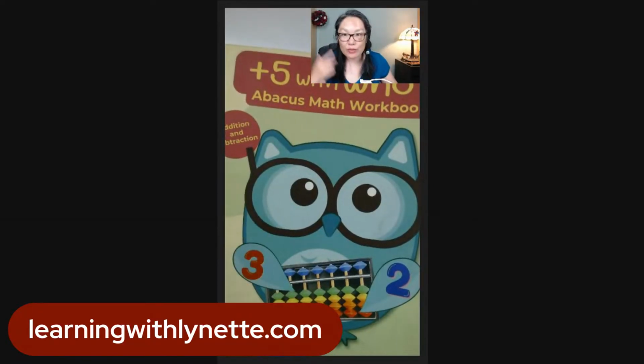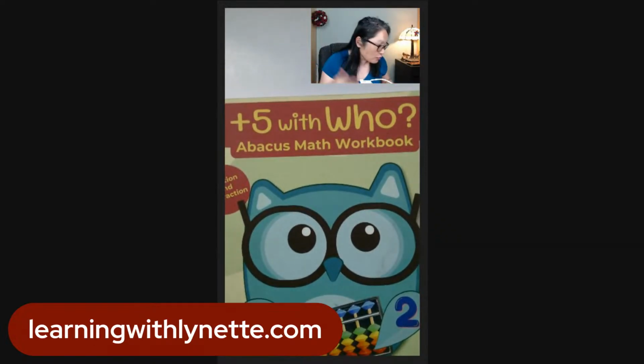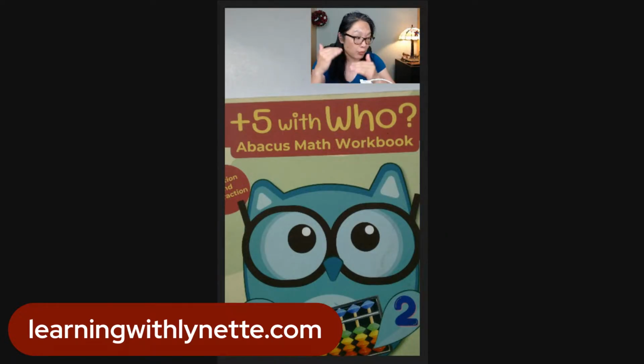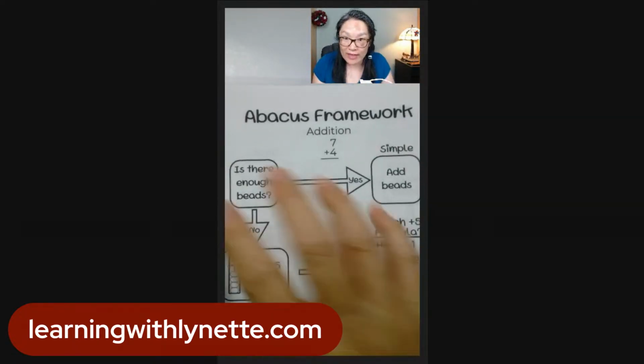But then after that would be minus the five. After minus the five, then it'd be plus the 10. After plus the 10 would be minus the 10. And then you mix the two. So there's a whole framework and progression that we do in abacus. And so I'll show you the overview. This is the overview of the abacus framework.